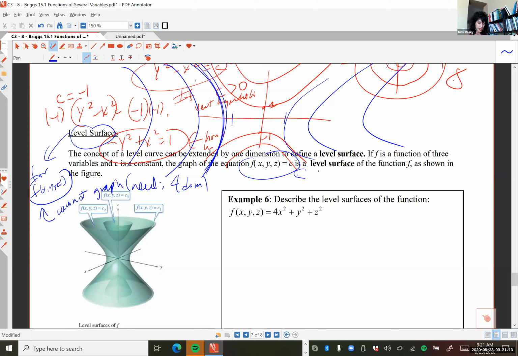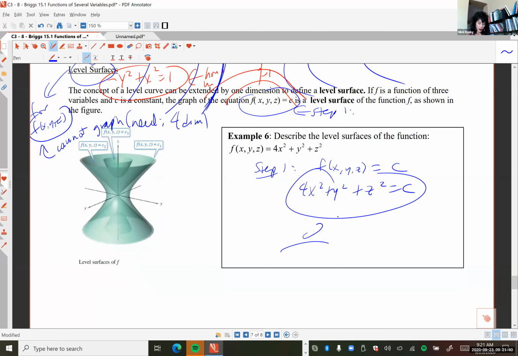So your step 1 is going to be set your function equal to a constant again and try to figure out what it is you're looking at. So here, step 1, if I set this function of 3 variables, which you can't graph, equal to a constant, it will give you something you can graph, because that's a surface. So 4x squared plus y squared plus z squared equals some number, some constant. And it turns out that these are ellipsoids. So the level surfaces for that function are ellipsoids.